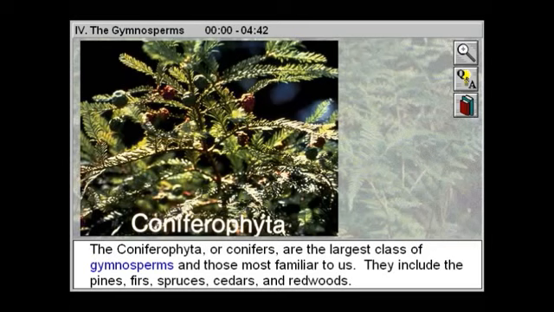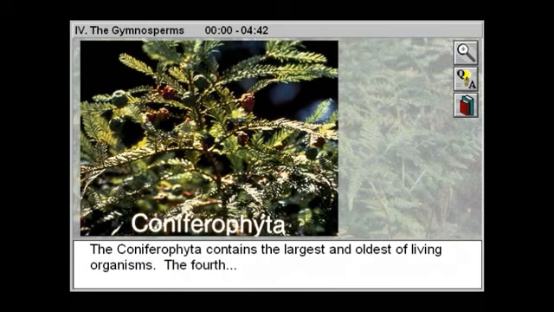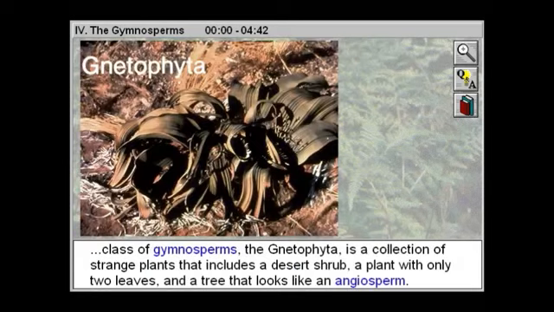The Coniferophyta, or conifers, are the largest class of gymnosperms and those most familiar to us. They include the pines, firs, spruces, cedars, and redwoods. The Coniferophyta contains the largest and oldest of living organisms.